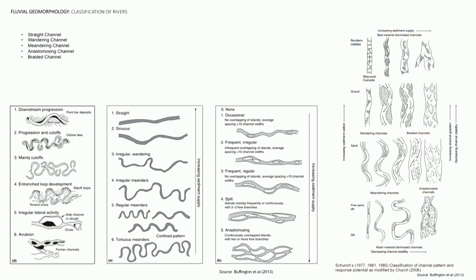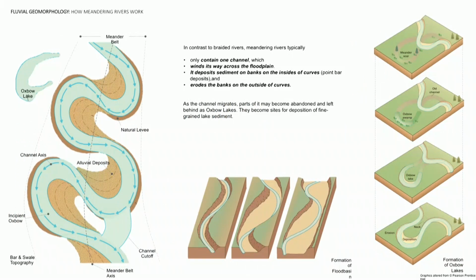So as we know, there are certain different typologies of rivers that arise from the geomorphology of the terrain as well as the amount of water that the area receives. So these different variations and classifications have a certain method of how they come to be. For example, a meandering river works by having one channel which winds its way across a terrain and creates a flood plain, and it deposits sediments on the insides of the curves, leading to point bar deposits, and erodes the outside of the banks, which leads to a wider flood basin.